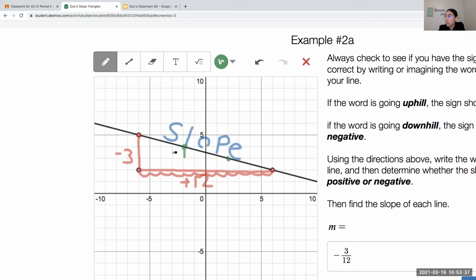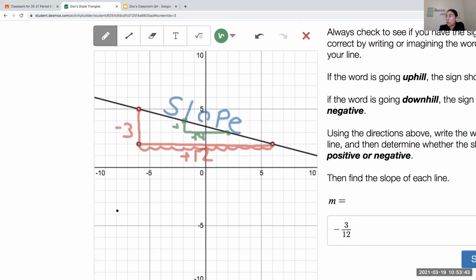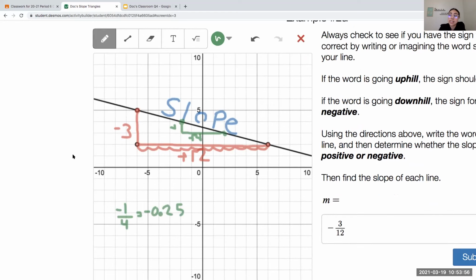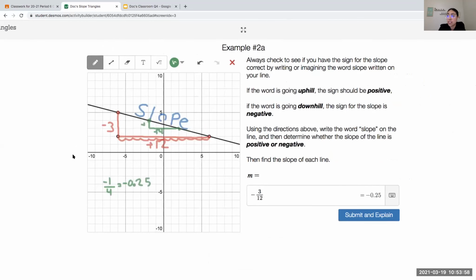This one went down 1, and it's going over 4 to the right. So really quickly, a -1 over 4 is the exact same thing as a -0.25. You do not need to have this on your paper. I'm just showing you how a smaller triangle will give you a simplified fraction, a fraction in simplest form. So you don't need that, but I'm showing you different triangles give you the same slope, just simplified.